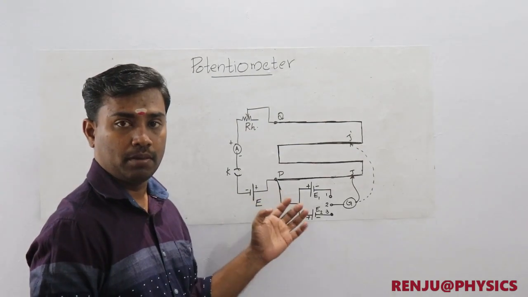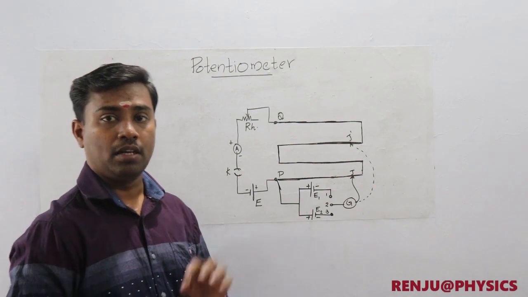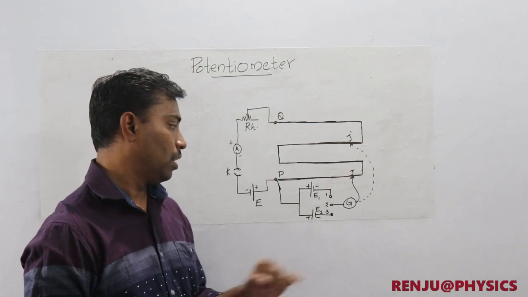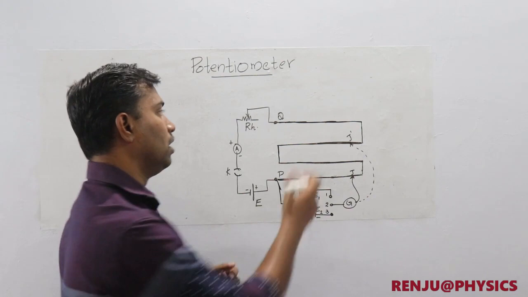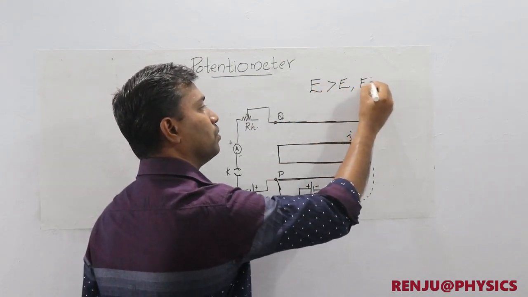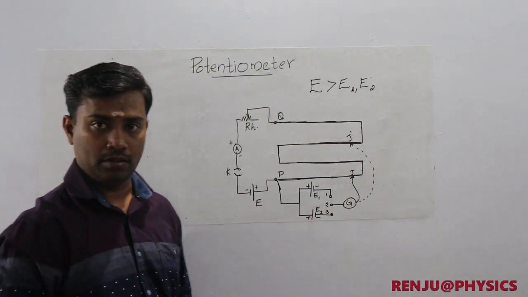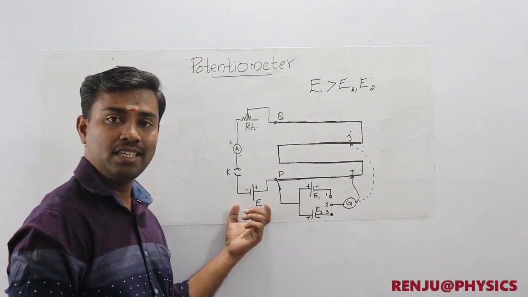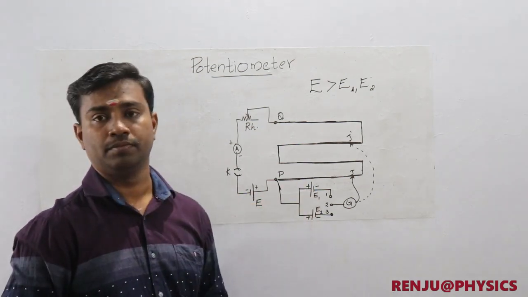Before doing this experiment for comparing EMF, you need to make sure the driver cell EMF E should be greater than E1 and E2. Then only we get the correct balance length. Before doing the experiment, you have to make sure the driver cell voltage E must be greater than E1 and E2.